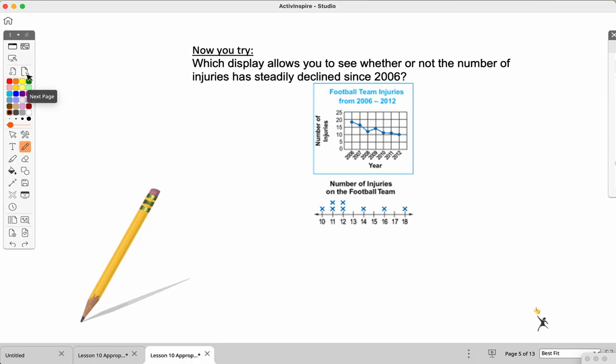My next question, well, you try me. You tell me which of these would show if there's an increase or a decrease in injuries since 2006.